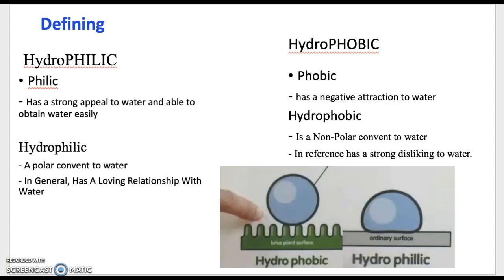Hydrophobic is a non-polar convenient to water and has a strong dislike to water and is a negative attraction. And as you can see from my illustration, phobic resists water, philic dissolves into water.